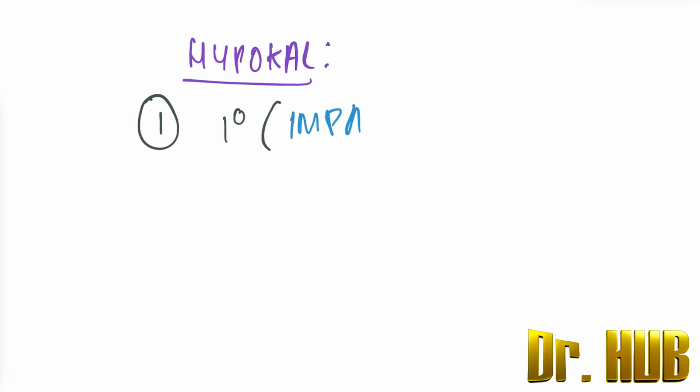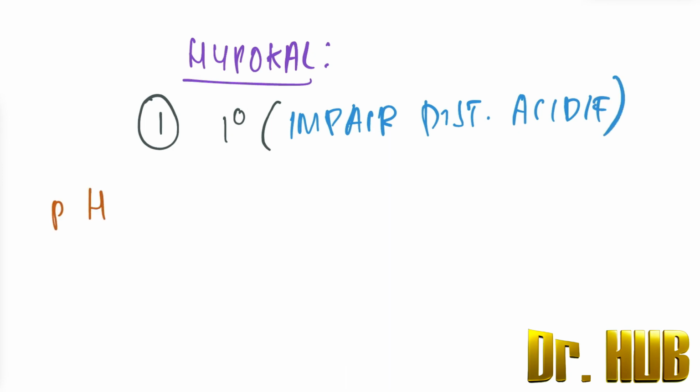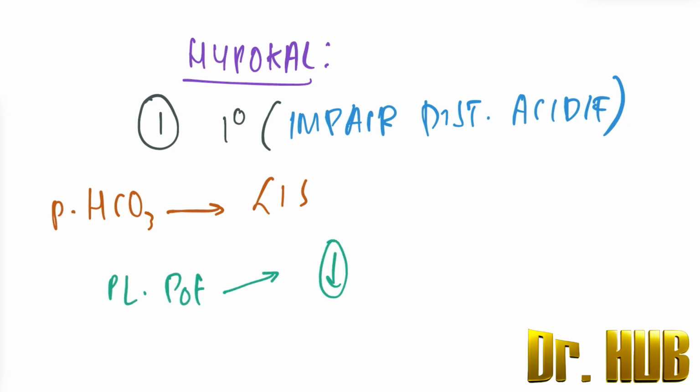So there will be impaired distal acidification. And what will be the plasma HCO3? The plasma HCO3 is going to be less than 15 milliequivalents per liter. Now what about the plasma potassium? Plasma potassium is going to be low, and it normalizes along with the alkalization.